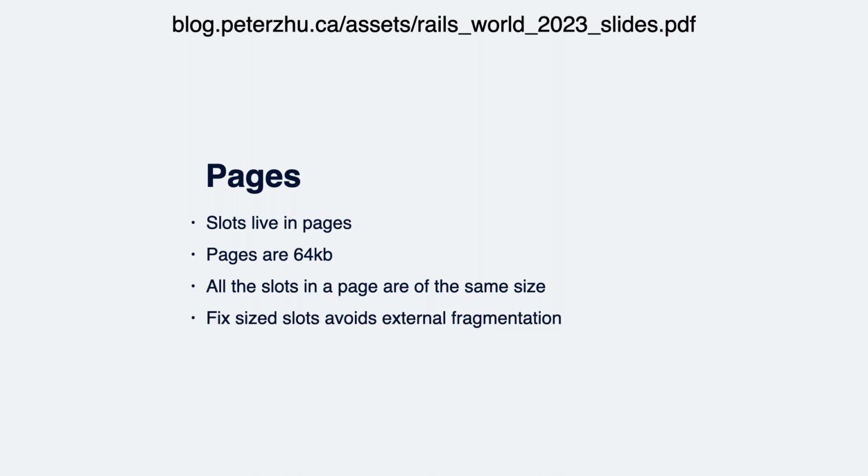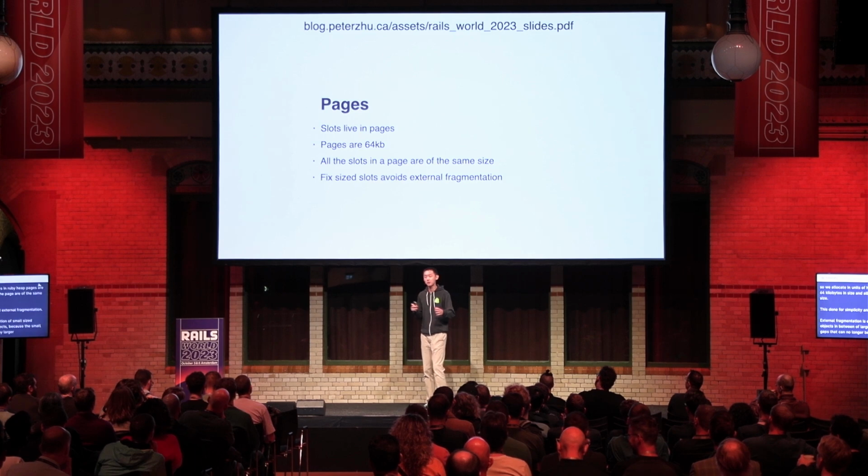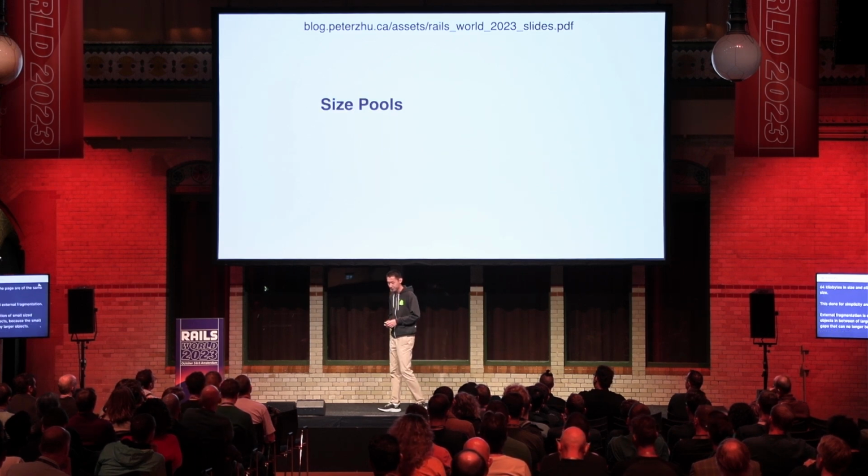In Ruby, heap pages are 64 kilobytes in size, and all slots in the page are of the same size. This is done for simplicity and to avoid external fragmentation. External fragmentation is when allocation of small-sized objects in between of large-sized objects causes small gaps that can no longer be reused by larger objects when these small objects are reclaimed, which increases memory usage.